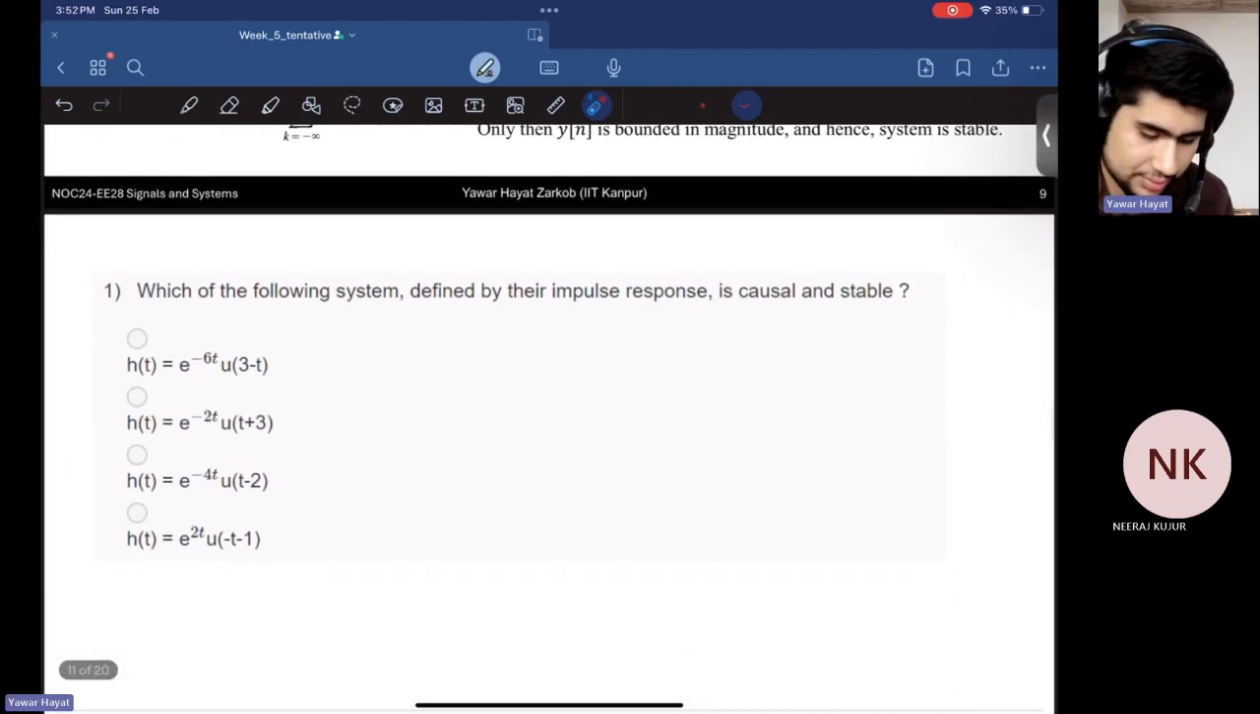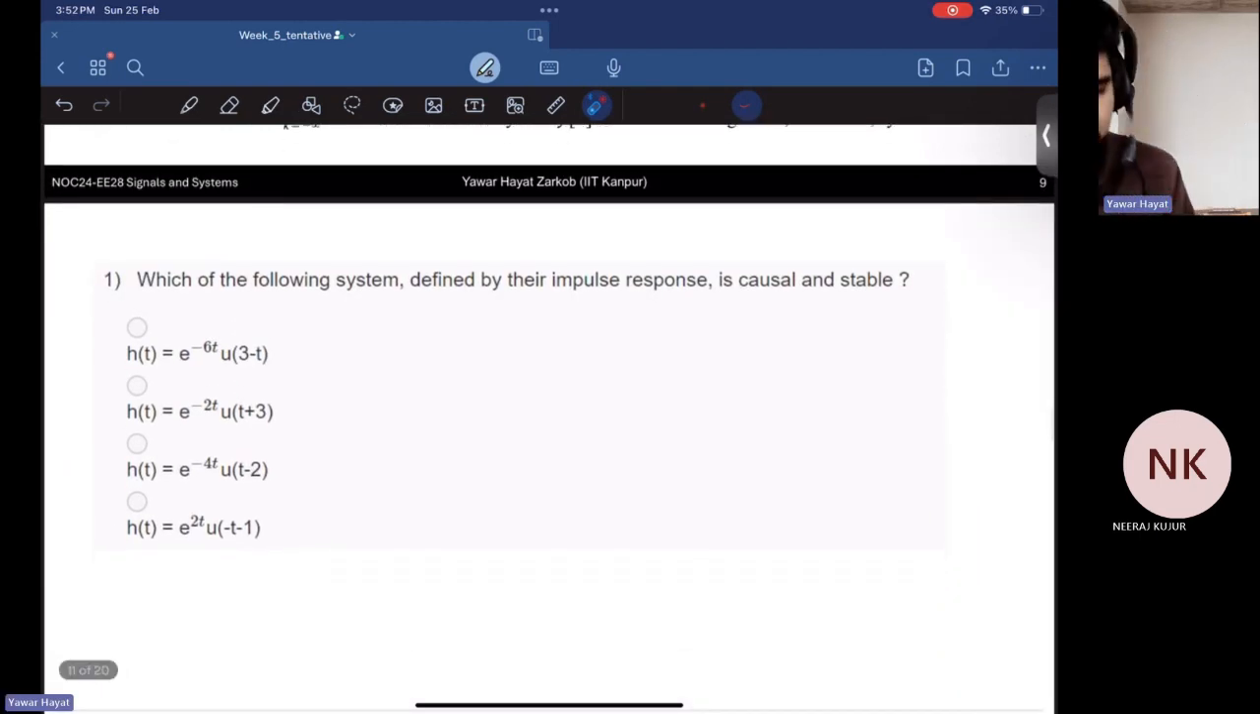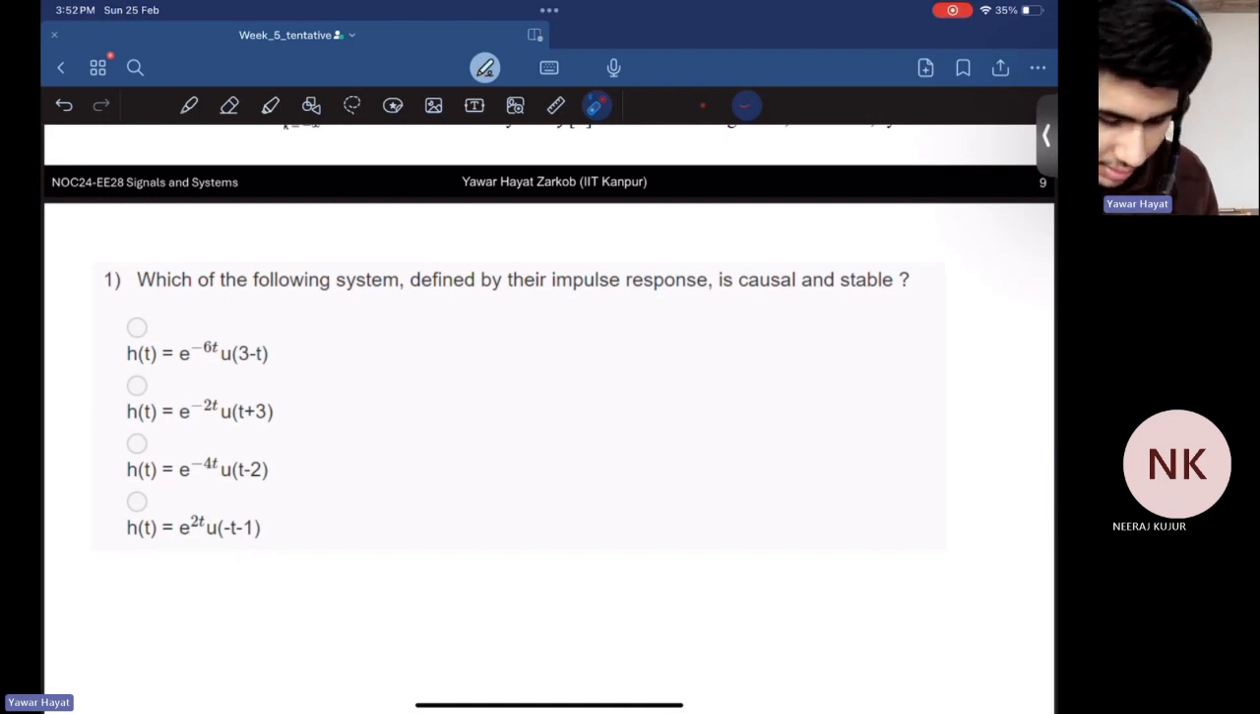So with that, let's now start doing problems. Problems won't take time. That's why I spend more time on these definitions. So try this out. Which of the following systems, defined by their impulse response, is causal and stable?